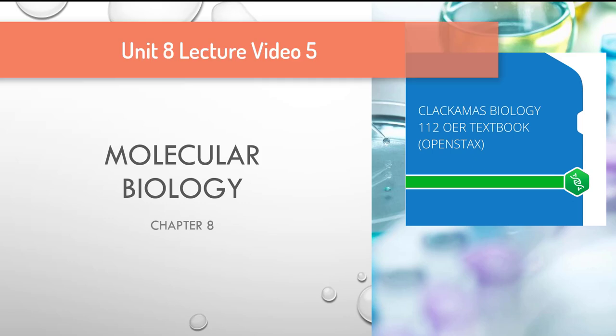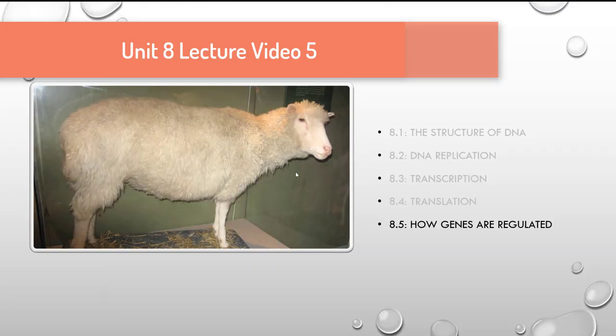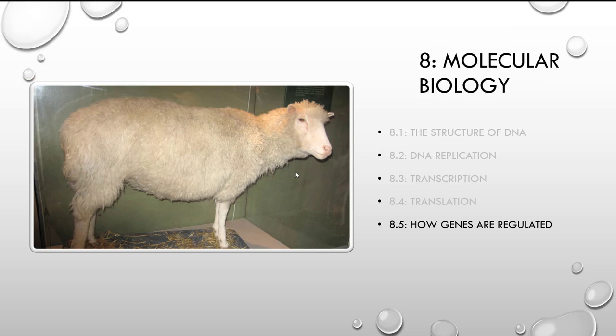Welcome back, everyone. So chapter 8. We're going to take a look at how genes are regulated. Now that we know how proteins are made, we've got to go back to when we can actually produce a protein, and when cells need to say, no, we don't need to produce protein. So we're going to learn how genes are regulated.